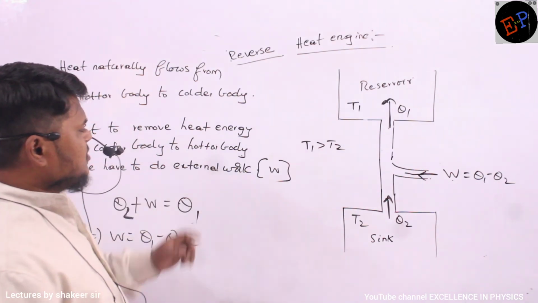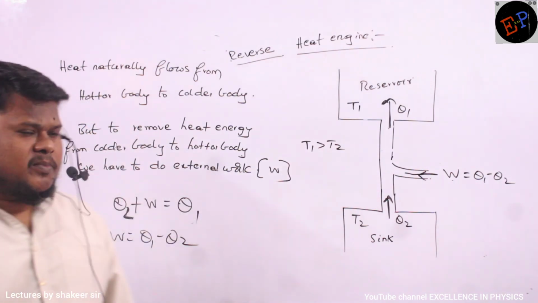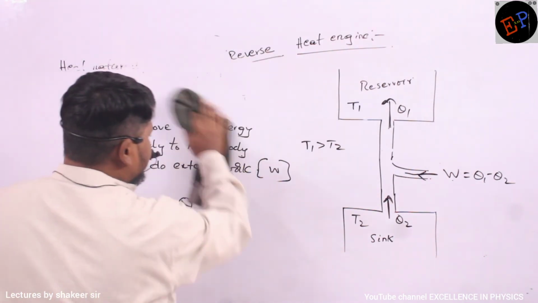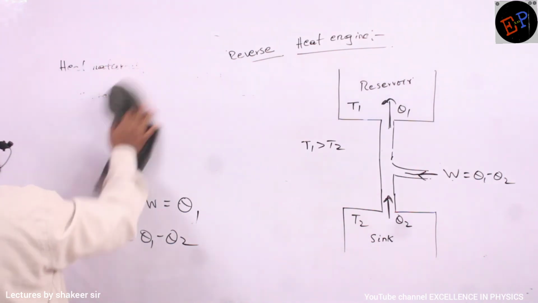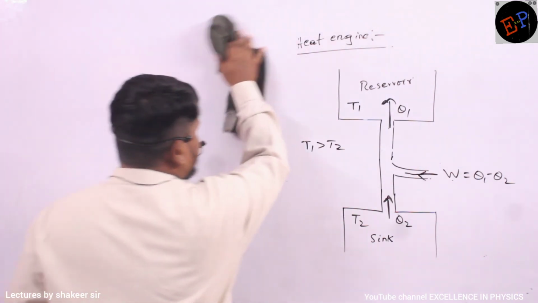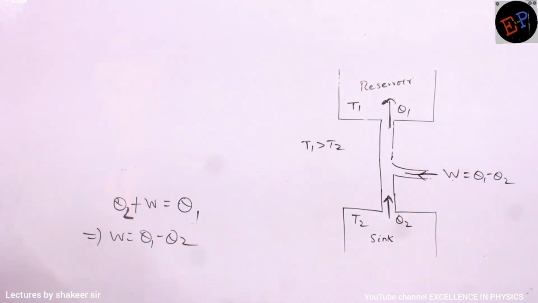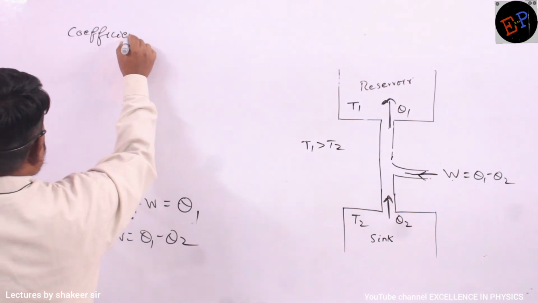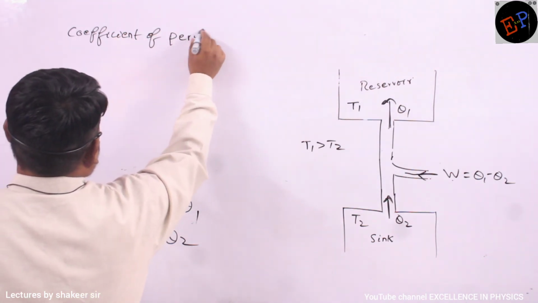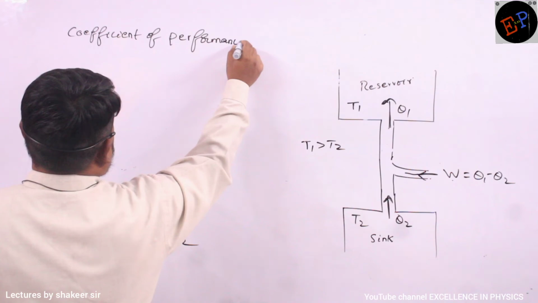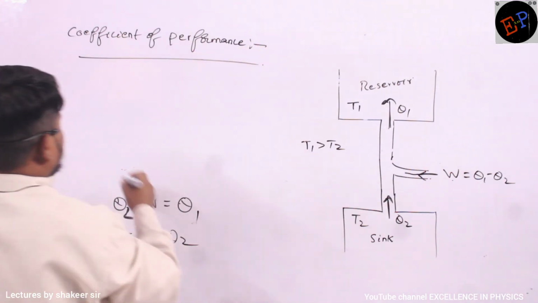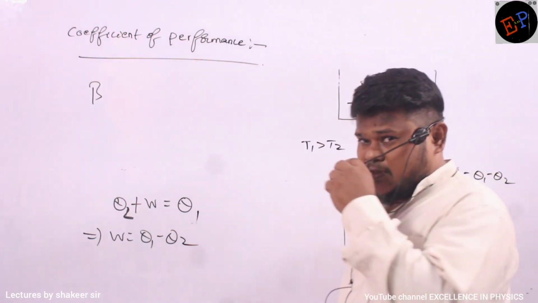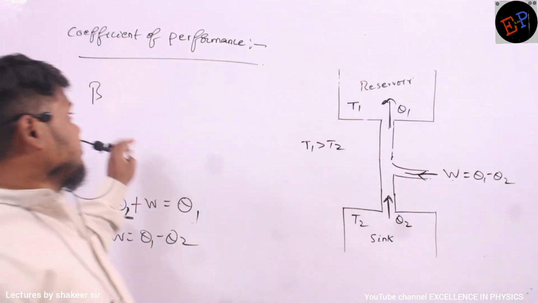Okay. Now here in this reverse heat engine, we have to study a very, very important parameter which is called coefficient of performance, ma. So questions can be given on this term called coefficient of performance of refrigerator or heat engine. So the term which we are studying is coefficient of performance. What is meant by coefficient of performance? It is represented by the term beta. Sometimes it is represented by alpha also, but in most of the books it is given as beta.